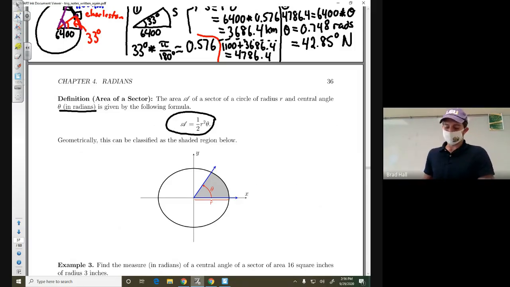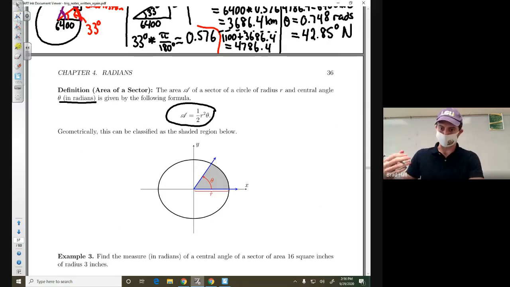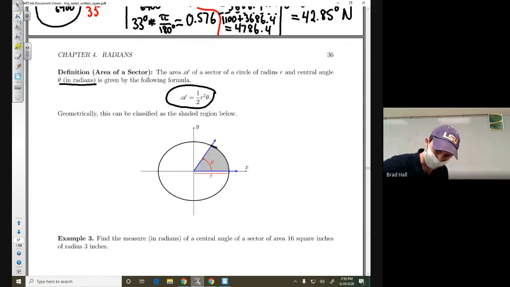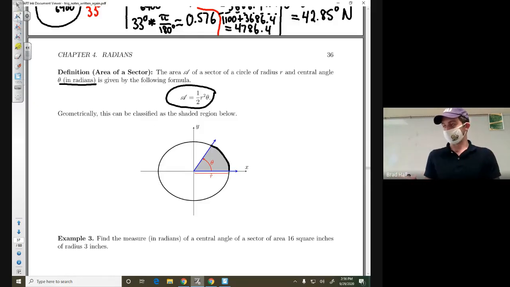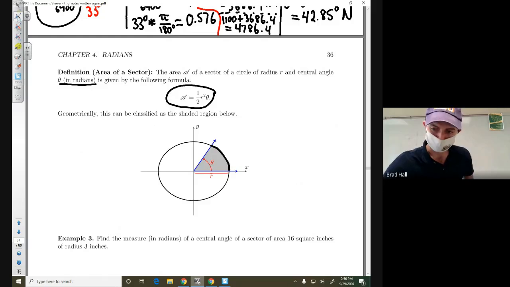And so what you're doing, instead of finding the arc length, is finding the area generated by everything enclosed within that angle. So we're finding, of course, everything shaded here. We're finding that area.